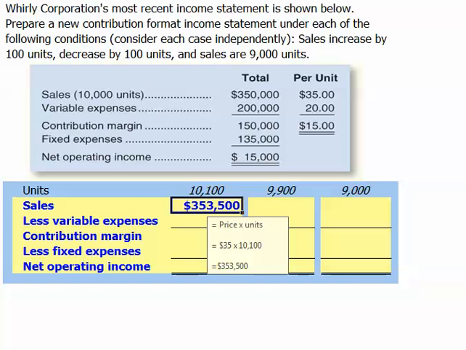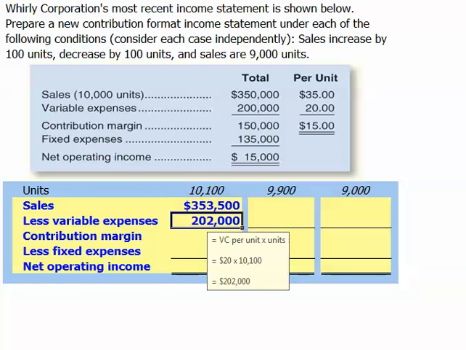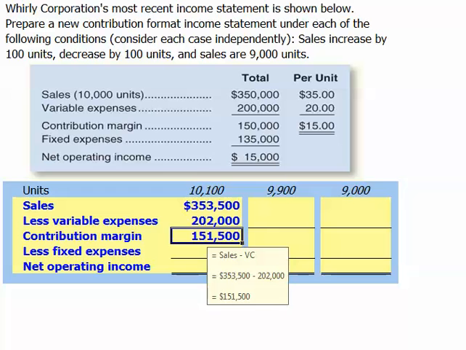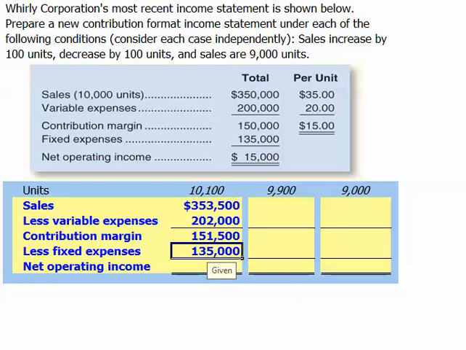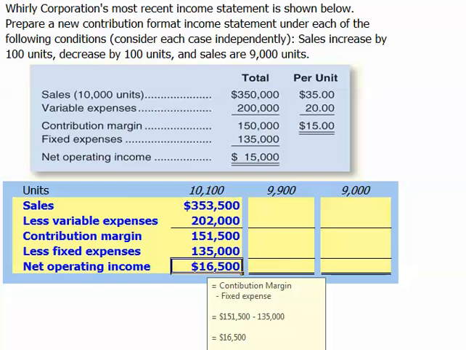Our sales revenue will be $353,500, which is our $35 per unit times 10,100 units. Our variable cost will be $202,000, which is our $20 per unit cost times 10,100 units, giving us a contribution margin of $151,500. Once we subtract our fixed cost of $135,000, we're left with a net operating income of $16,500.